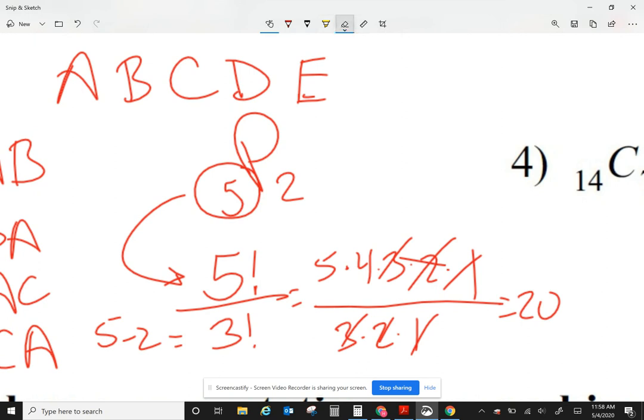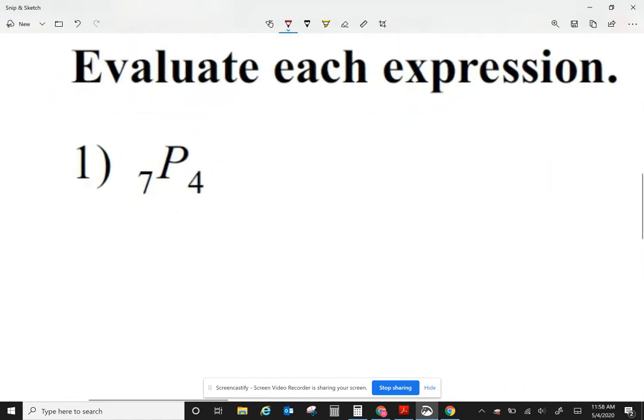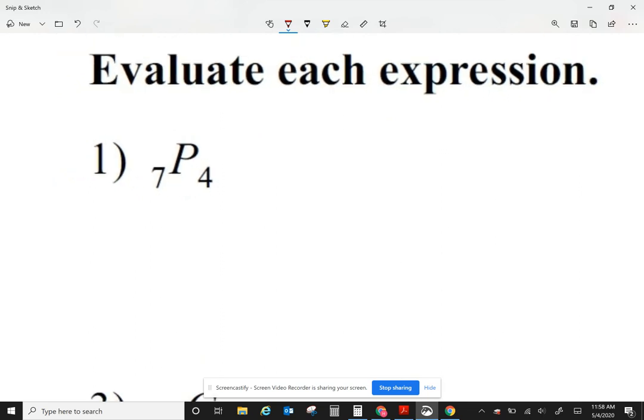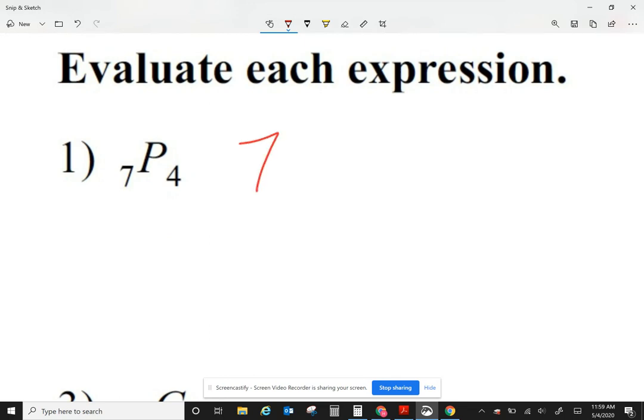So, matter of fact, let's take a look at a couple of our examples. How might our homework look? 7 permutation 4. Okay, so how does that look? I'm just going to do 7 factorial over 3 factorial. Once again, what permutation means is if I had 7 things, 7 letters, 7 pencils, 7 anything, I want to make groups of 4. If I have 7 letters, I want you to list 4 letters, in any order you want.